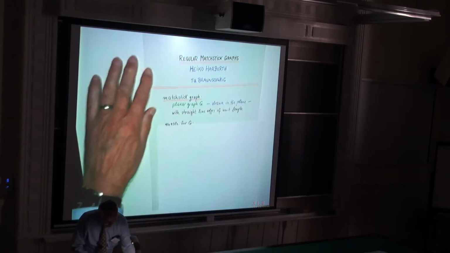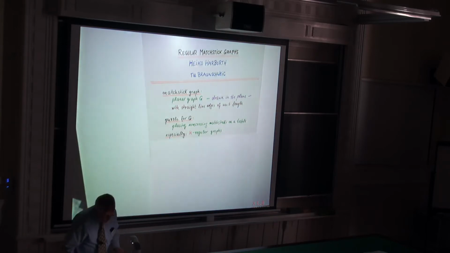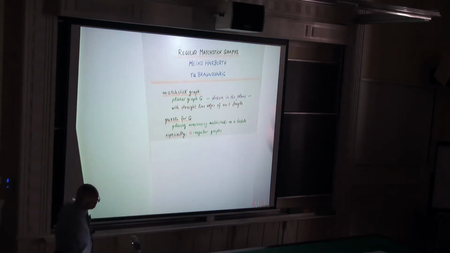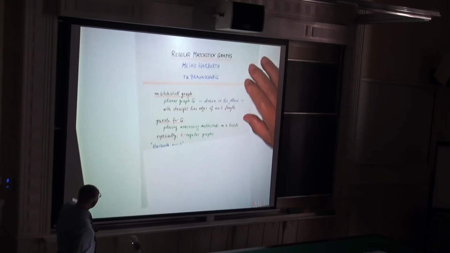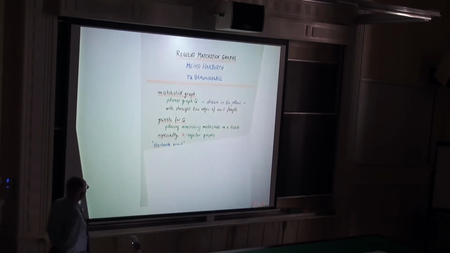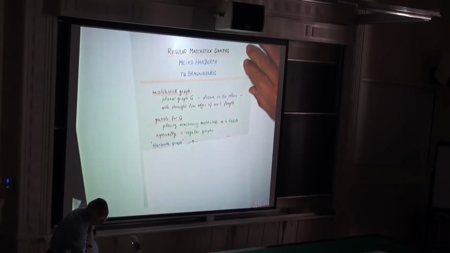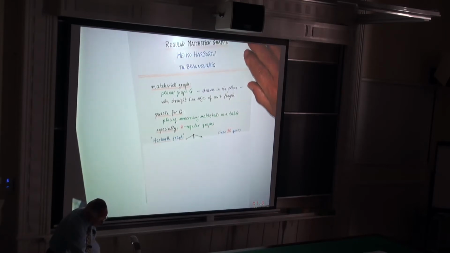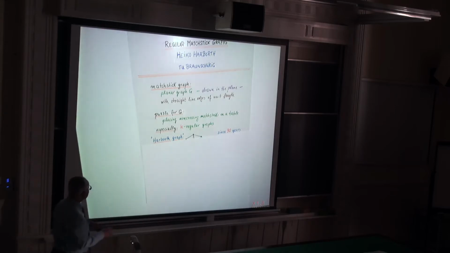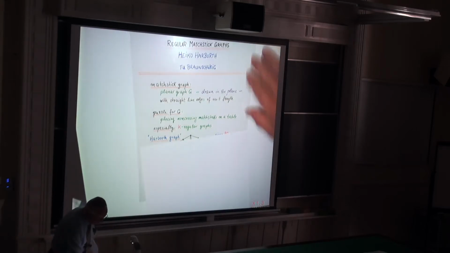So, what about matchstick graphs? A matchstick graph is a planar graph drawn in the plane with straight line edges of unit lengths. One can puzzle them with matchsticks, placing them on the table, and especially I want to consider regular matchstick graphs, such that at each point k matchsticks come together.